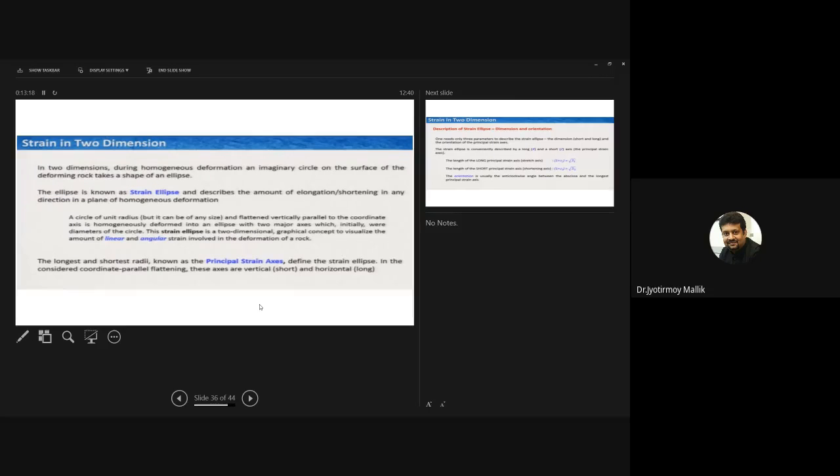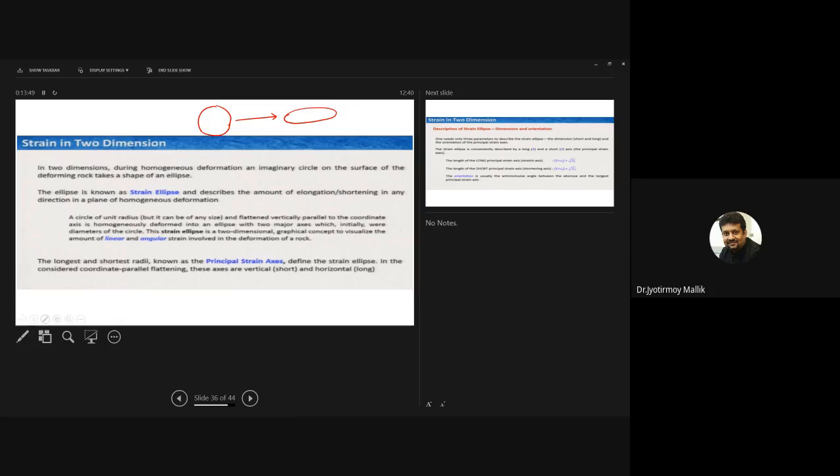So the next is strain in 2 dimensions. In 2 dimensions, during homogeneous deformation, an imaginary circle on the surface of the deforming rock takes the shape of an ellipse. Okay? A circle. And of course, we will call this circle a strain marker, an ideal circle which would transform into an ellipse.